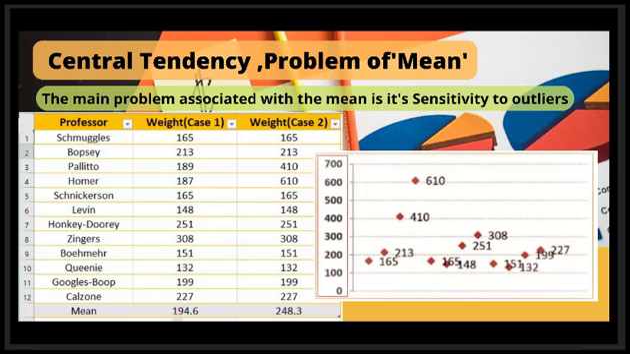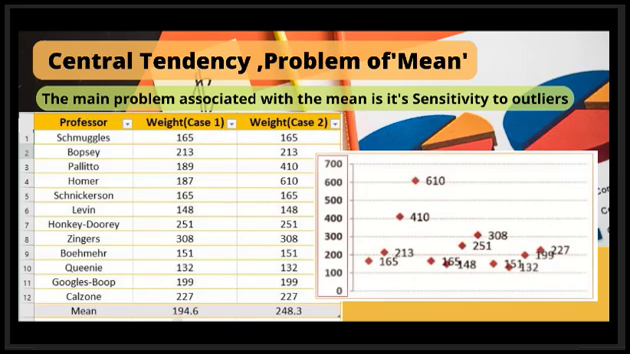So let's take an example below to understand what I meant by it. This is the weight of each professor. As you see, there are so many professors here, and let's just consider case 1, I mean the second column. The mean weight in case 1 is 194.6. What you see here is the mean.